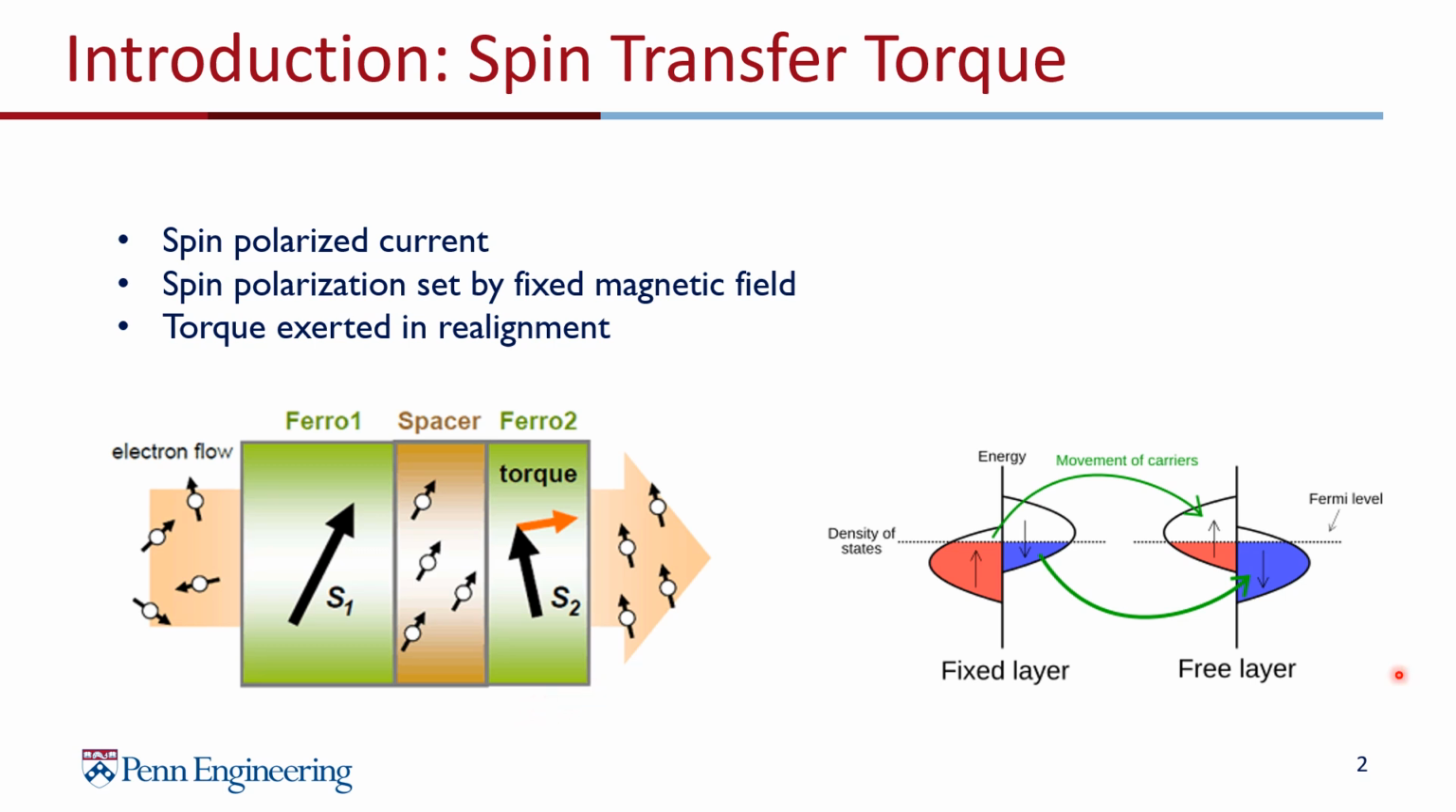The key takeaway from this is that using spin transfer torque, the second free layer can be realigned without exerting an external magnetic field. In this image, the density of states can be seen as the spin polarized current flows through the fixed layer and free layer.